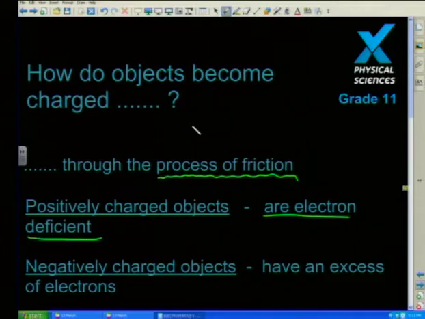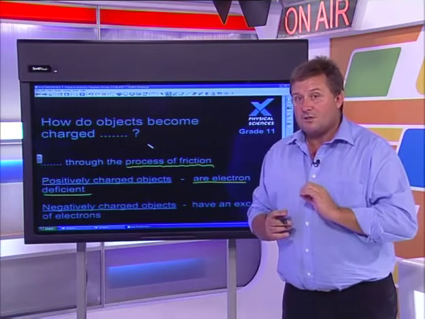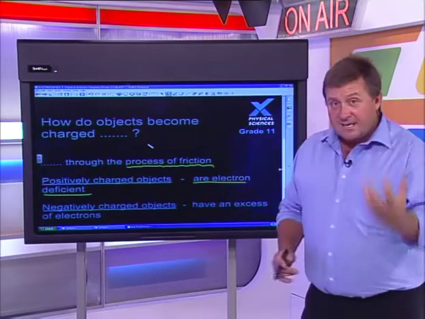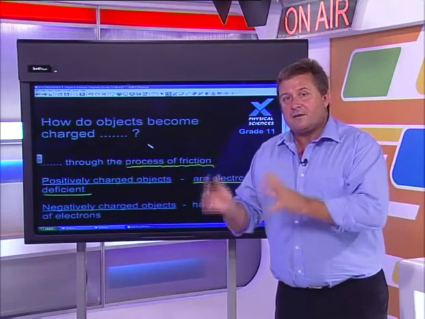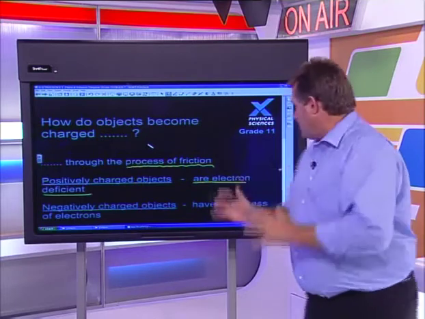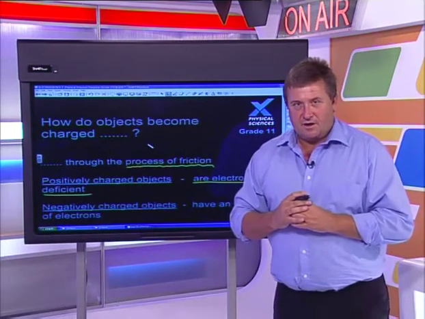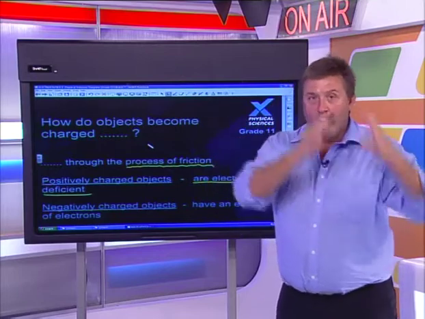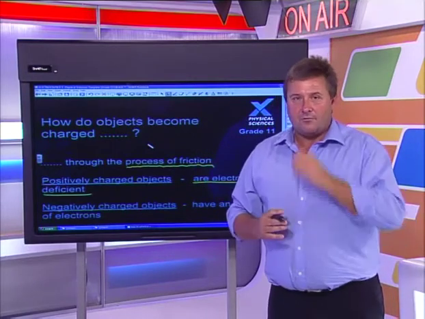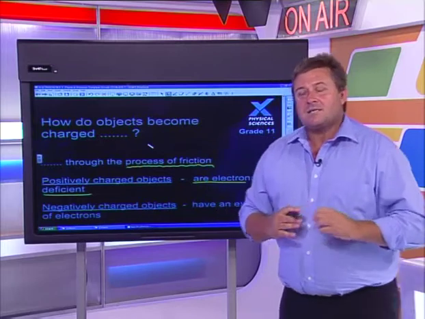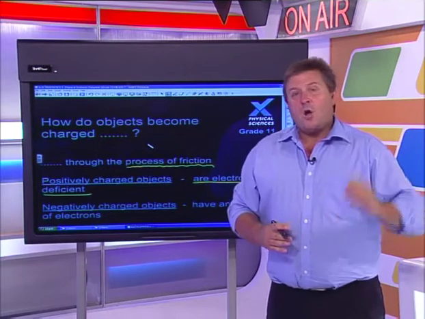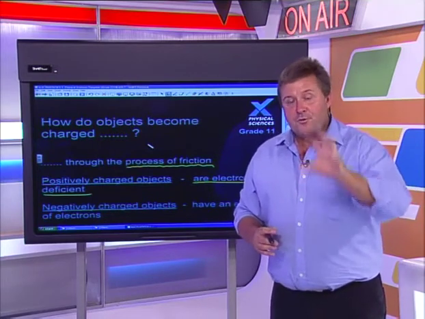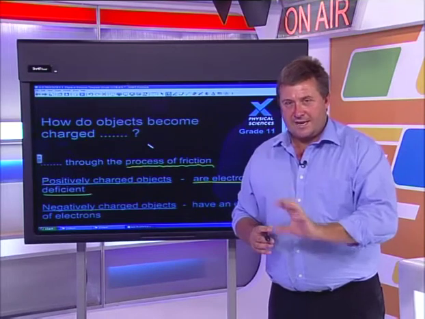We talk about the object being electron deficient, and that is a very important concept. Okay, the negatively charged object, well, now we don't talk about it being electron deficient, we talk about it having an excess of electrons. We have got more electrons, an oversupply of electrons. So can you see now, guys, that when we talk about positively charged objects and negatively charged objects, we look at the whole thing through the movement of electrons.